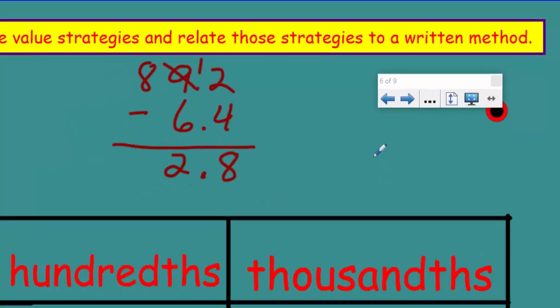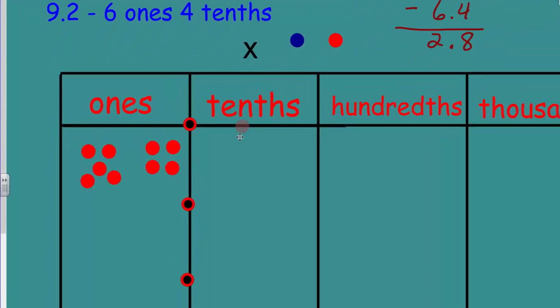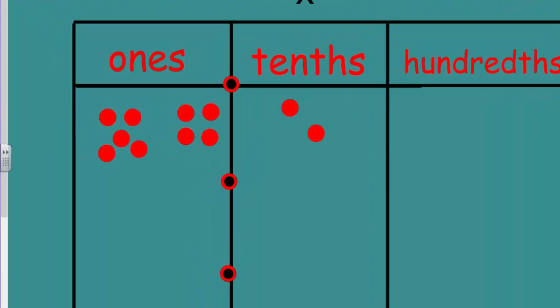Let's see if that works out here. So we're going to show 9 ones over here, and I also have 2 tenths, so I need to get the 2 tenths here. And now over here, look at the blue, I have 6 ones, sort of lined up, and we have 4 tenths over here. Uno, dos, tres, cuatro. See, I can count to 4 in Spanish. Now I have 6 and 4 tenths.